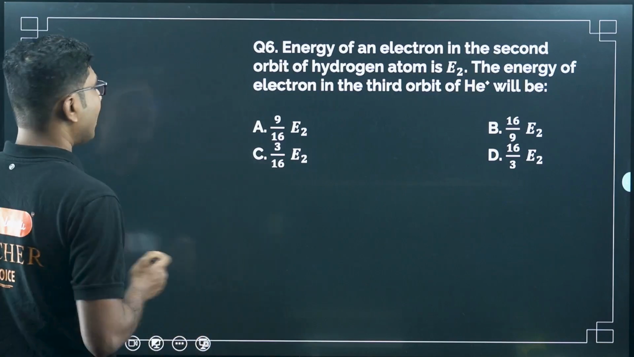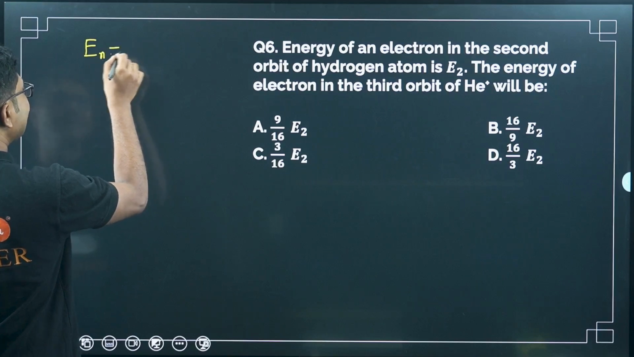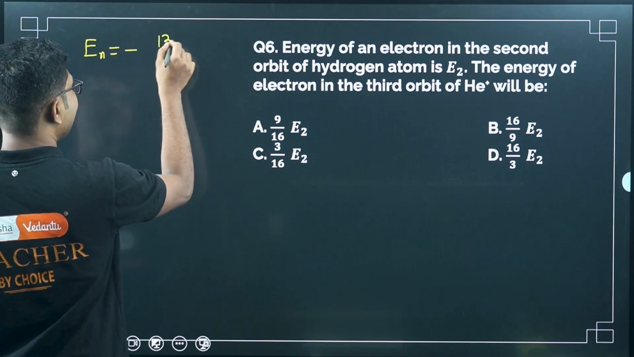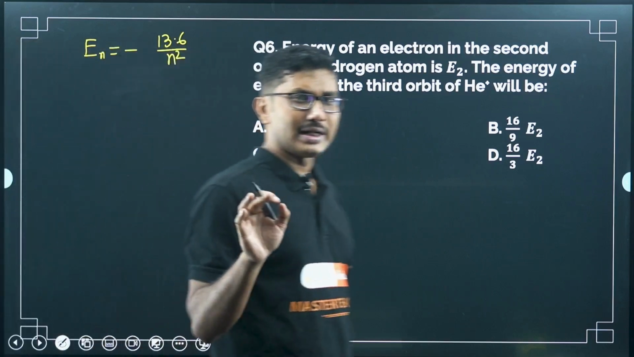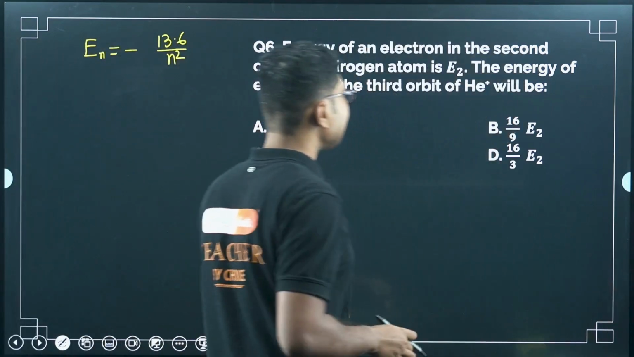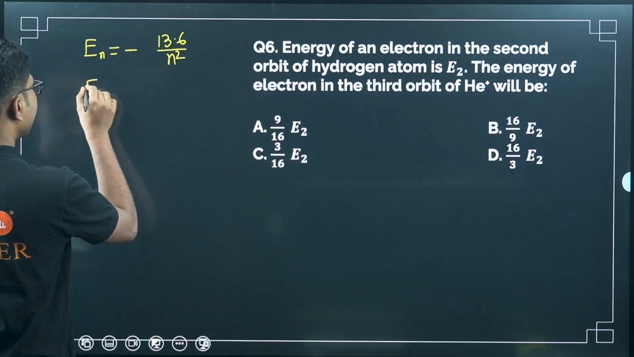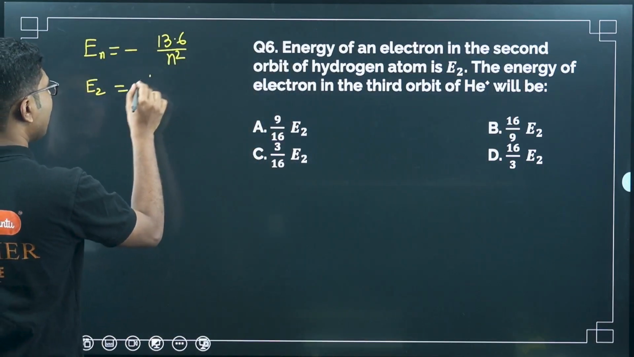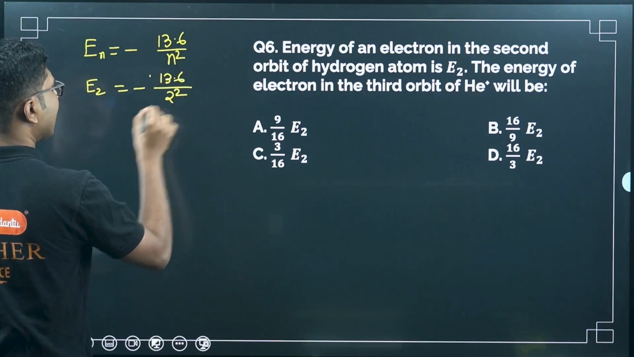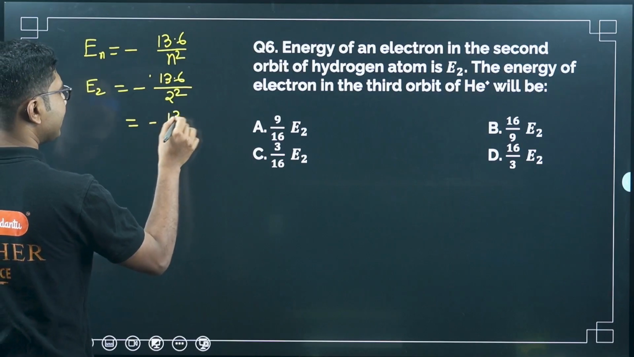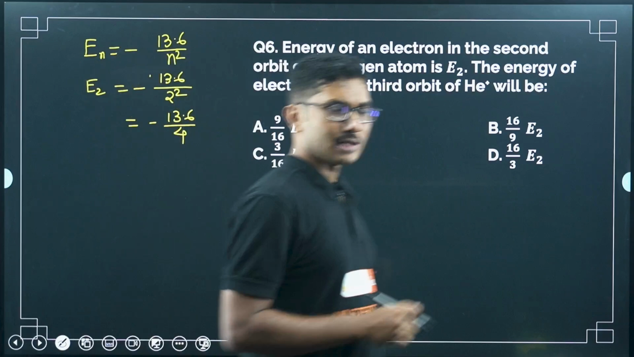First of all, we know that the electron energy of hydrogen in any orbit is given by minus 13.6 by n square. For most cases we can ignore the negative sign, but in some cases we will consider it. So for the second orbit of hydrogen, E2 is minus 13.6 divided by 2 square, so minus 13.6 divided by 4. This is the energy for a hydrogen atom in the second orbit.